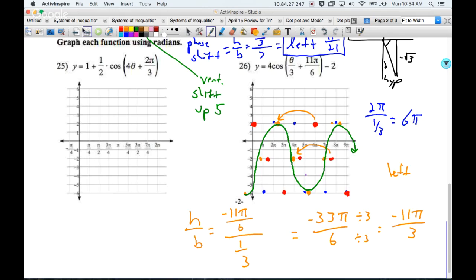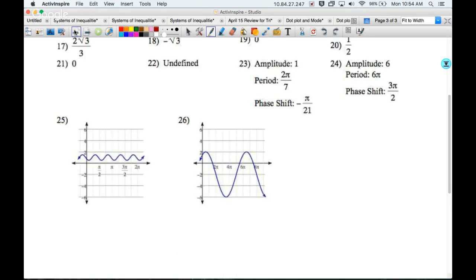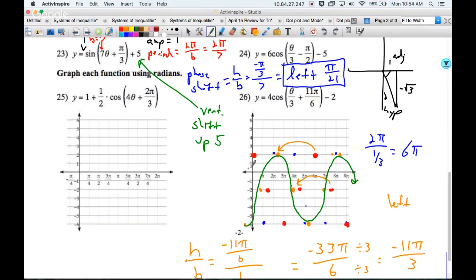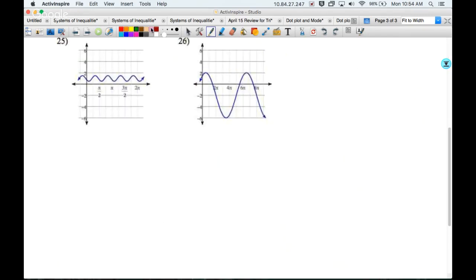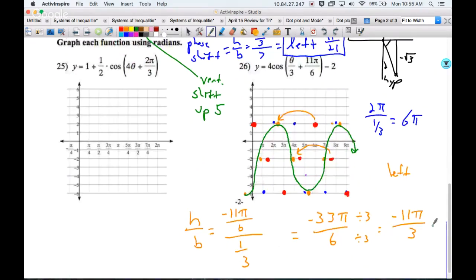Let's take a look at number 26. Yeah, a little bit off right here. I've got it started a little bit lower. But all in all, pretty similar graphs. Close enough. Maybe I'm slightly off with this phase shift or something, but yeah, looks about right. Okay, let's call that good. That was a long one.